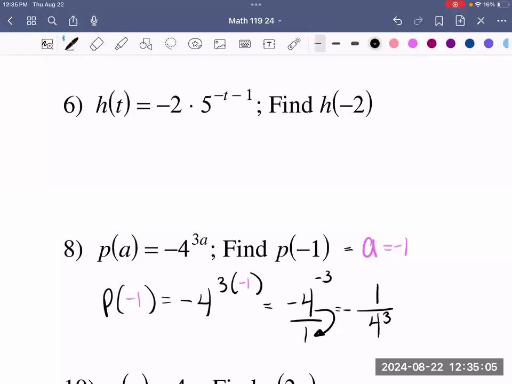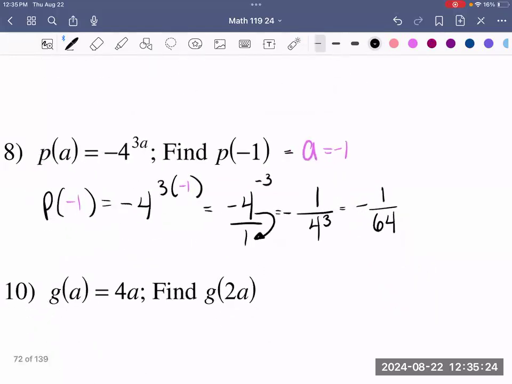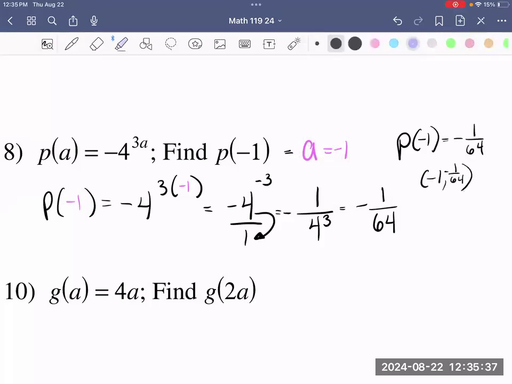And now we get to change your exponent to a positive, because you always want to have positive exponents at the end. So then you can get to evaluate 4 to the third, which is 64. So negative 1 over 64. So your final answer should be p of negative 1 is equal to negative 1 over 64, or negative 1 and negative 1 over 64.